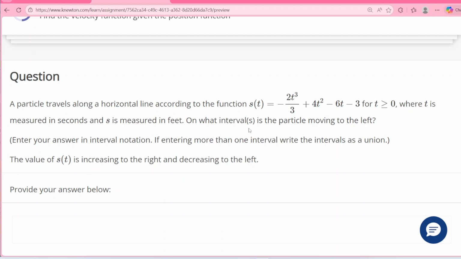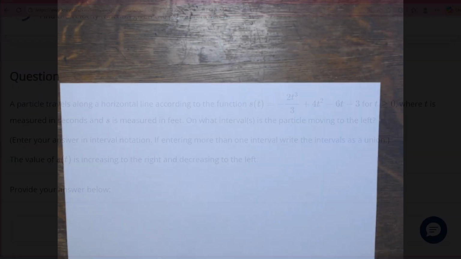On what interval or intervals is the particle moving to the left? So remember, on the horizontal number line, like in my picture way earlier in the video, moving to the left means the position value, the value of s, is decreasing. So s prime, or the velocity, would be negative, right? So we're looking here for what times this particle would have a negative velocity.